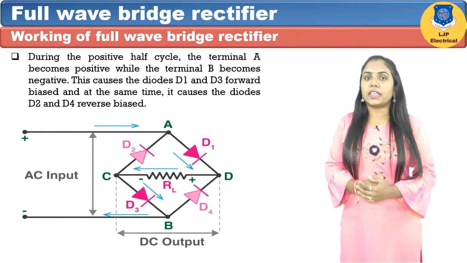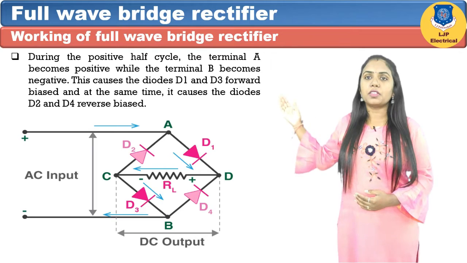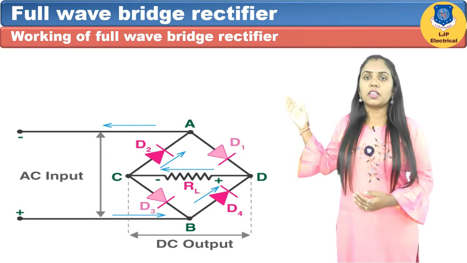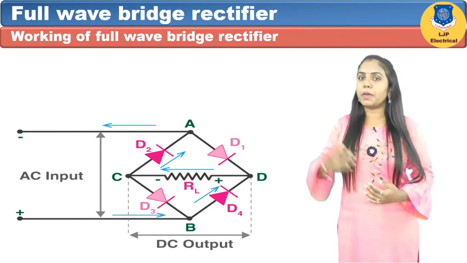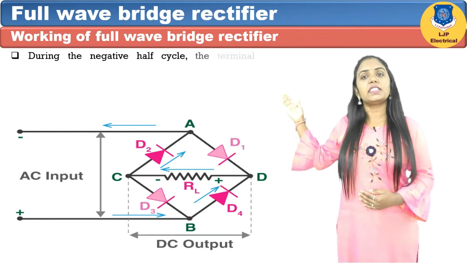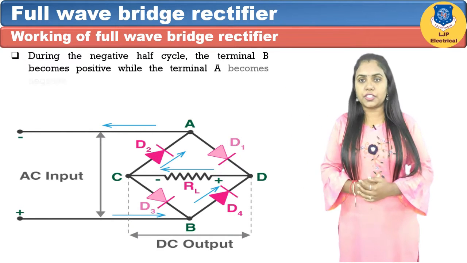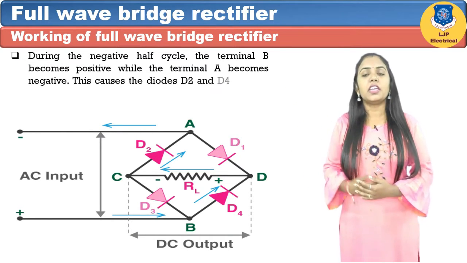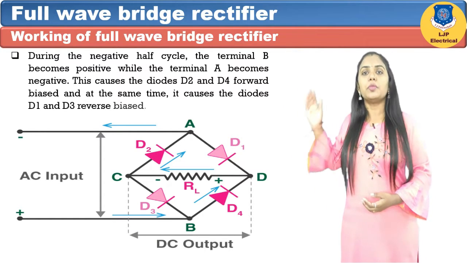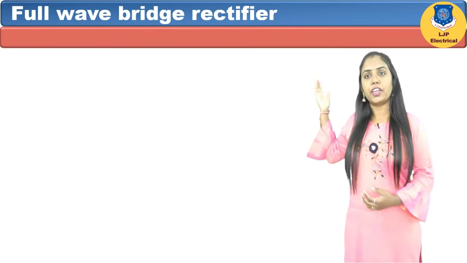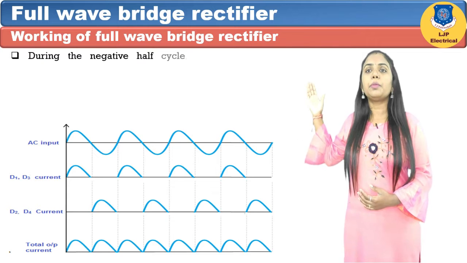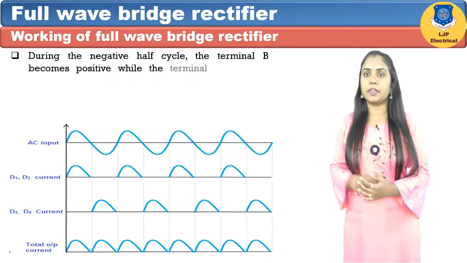During the negative half cycle, the terminal B becomes positive while the terminal A becomes negative. This causes the diodes D2 and D4 to be forward biased, and at the same time it causes D1 and D3 to be reverse biased. The current flow direction during the negative half cycle is shown in the diagram. From the above two figures, we can observe that the direction of current flow across the load resistance RL is the same during the positive half cycle and negative half cycle.